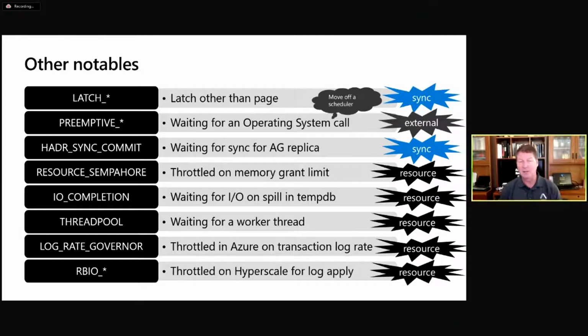And then log rate governor and RBIO waits are very specific and unique to Azure. I'm going to show you in a second exactly what that is, but these will only show up when you're using Azure SQL Database or Managed Instance. If you look at the list here, there are a bunch of others. There are 1,000 of them, right? I'll make a call out to Paul Randal. He's done a really good job on his blog and his SQLskills website showing all the different waits and tracking what they might mean over the years.